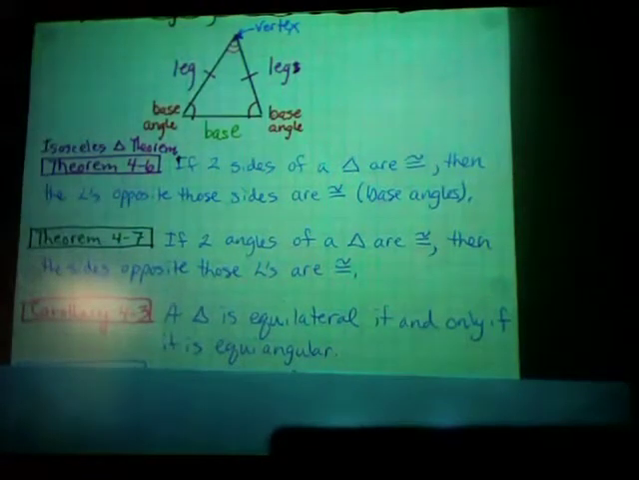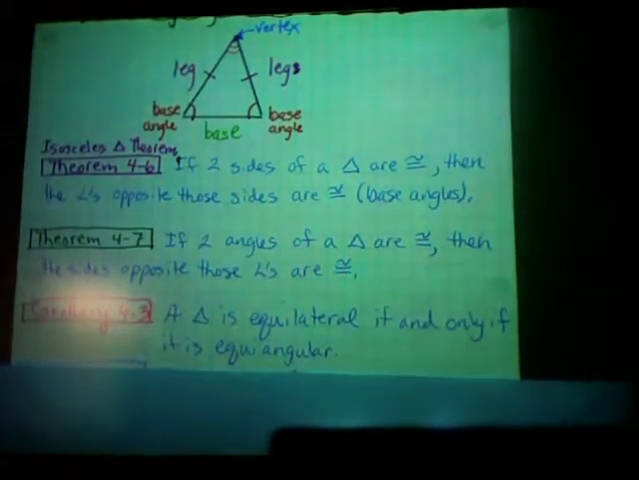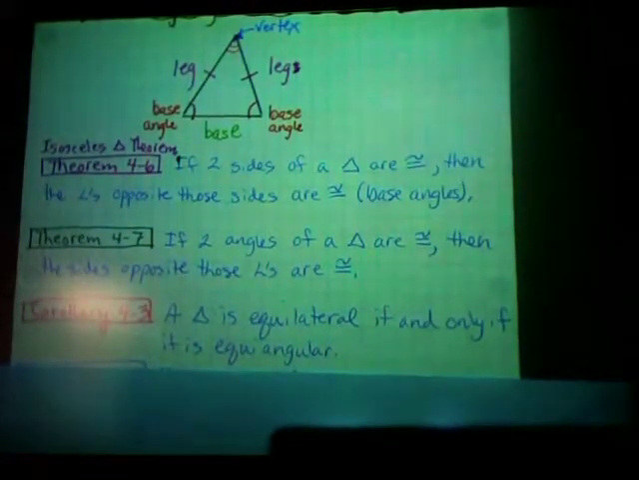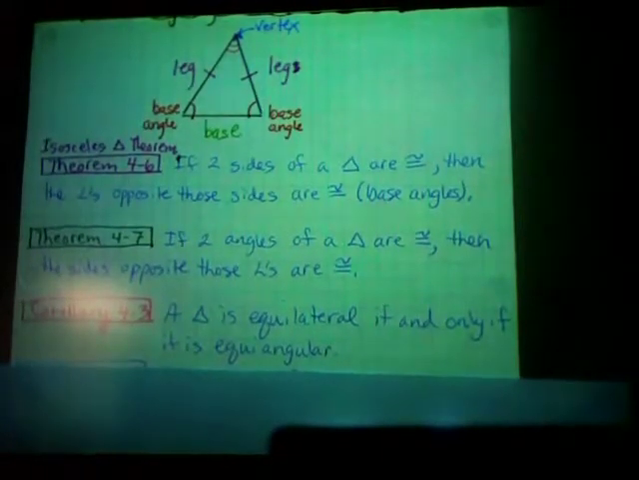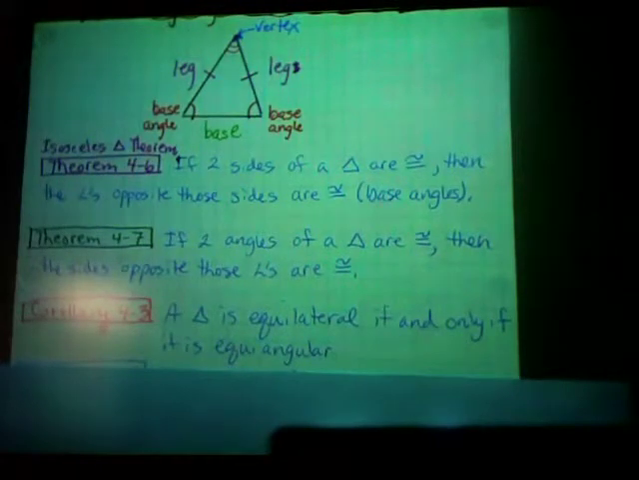Then we have a corollary, which we don't have corollaries all that often, but we've had this third one in this chapter. A triangle is equilateral if and only if it is equiangular. So the point of this is, if you can prove that all three angles in a triangle are congruent, then you can automatically go and say that it is an equilateral triangle through this corollary.